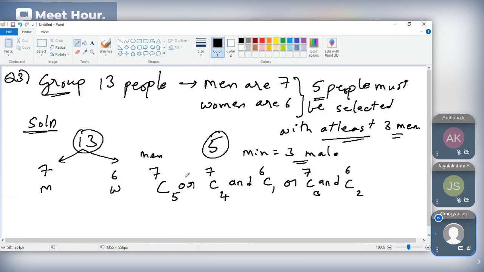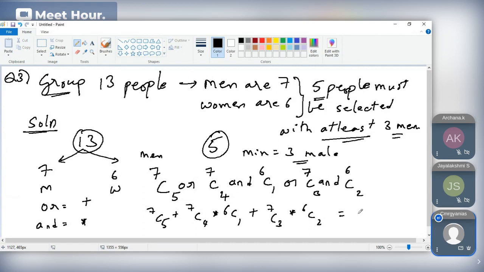And what did I tell you that time? Wherever you get or, it is addition; wherever you get and, it is multiplication. So the answer is 7C5 plus 7C4 into 6C1 plus 7C3 into 6C2.